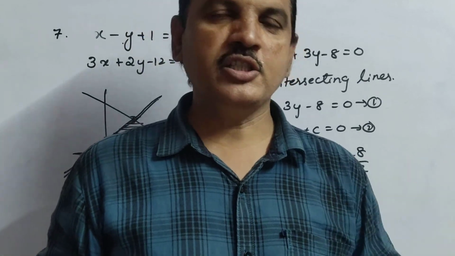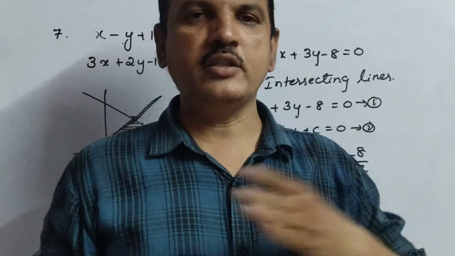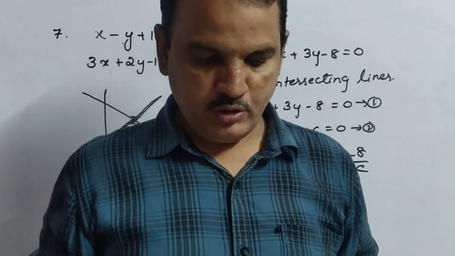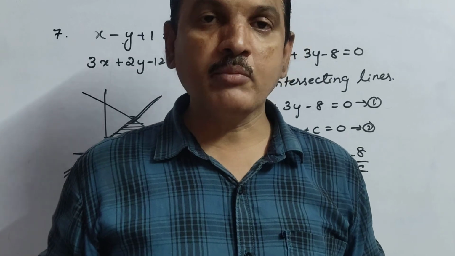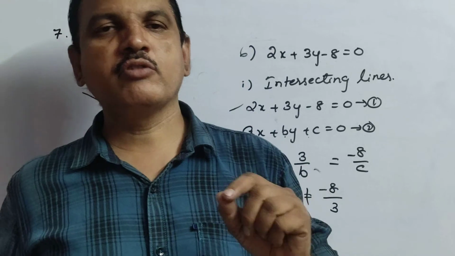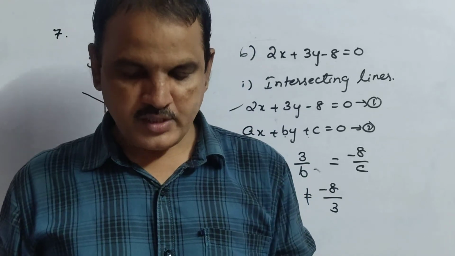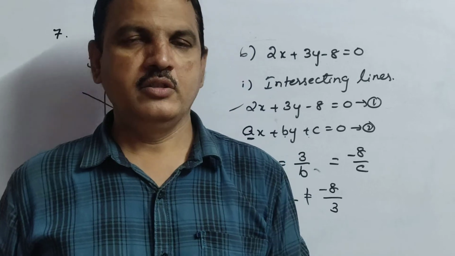Next question is parallel lines. Parallel lines are quite the opposite, they will not intersect at all. So parallel lines teeskunnappudu ela undali? A1 by A2 equals B1 by B2 and not equal to C1 by C2. So ala raavali. So ala vachin points teeskoni cheyandi.